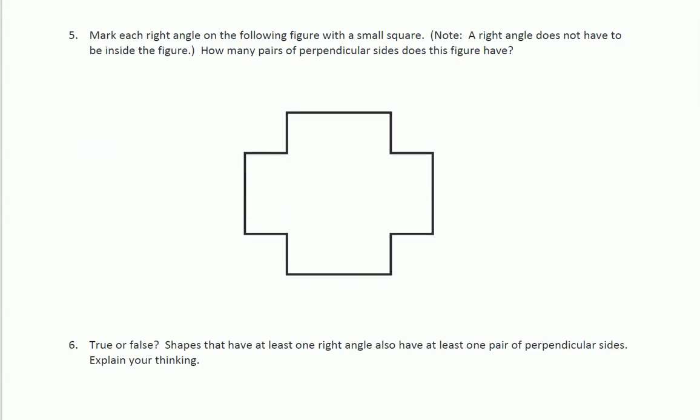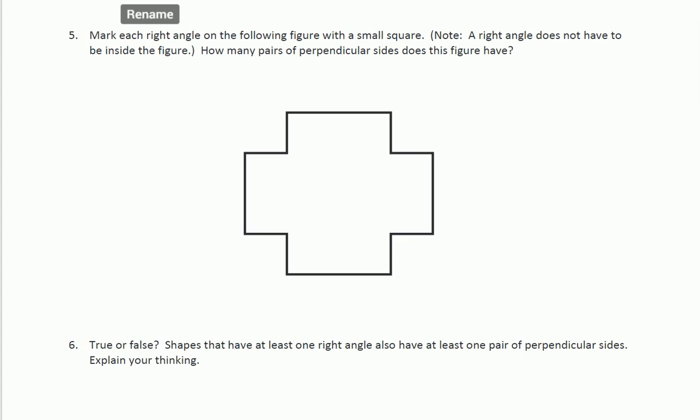Welcome to slide number 3. All right, here we go. We have 2 more questions to go. And this one says to mark each right angle in the following figure with a small square. Note, a right angle does not have to be inside the figure. It could be outside the figure as well, which is something that you should notice. So go ahead and pause the video and see how many right angles you can find. It's more fun if you try.